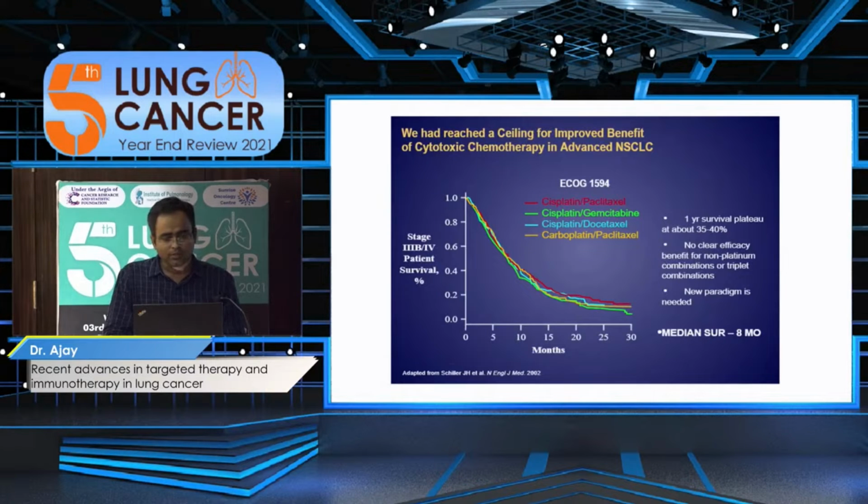So when we see the chemotherapy benefit, multiple treatment regimens were tried: cisplatin paclitaxel, cisplatin gemcitabine, cisplatin docetaxel, carboplatin paclitaxel. Overall, the median survival remained 8 months in different meta-analyses, and 1 year survival was shown to be 30 to 40%. These were patients who were enrolled in trials, but in real world data, patients were not in good shape, so maybe survival was around 10 to 15% only at 1 year.